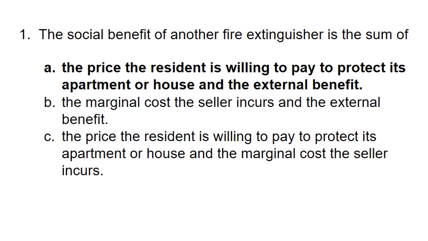The social benefit of another fire extinguisher is the sum of the price the person is willing to pay to protect their apartment or house and the external benefit. The resident receives benefit and is willing to pay to protect their own property, but also other people who live nearby receive benefit because the chance of their house burning down because a fire started next door is now decreased.